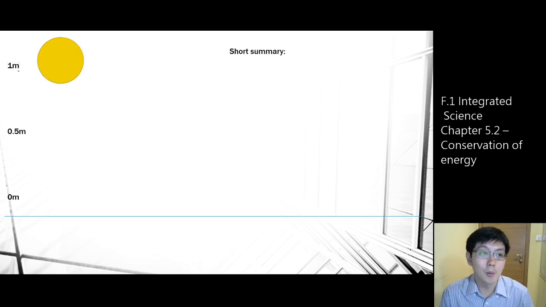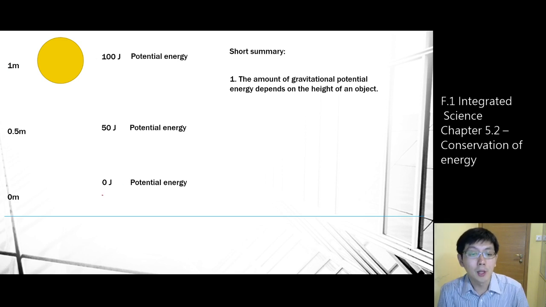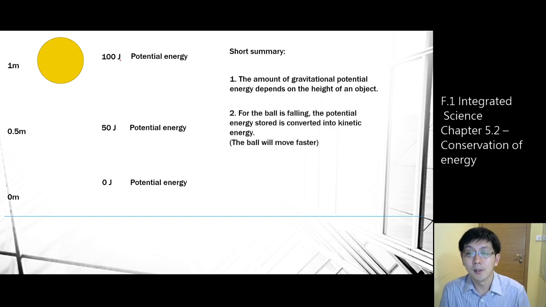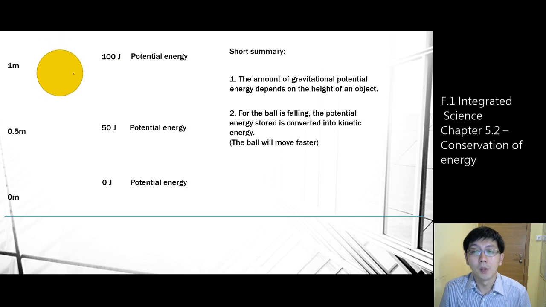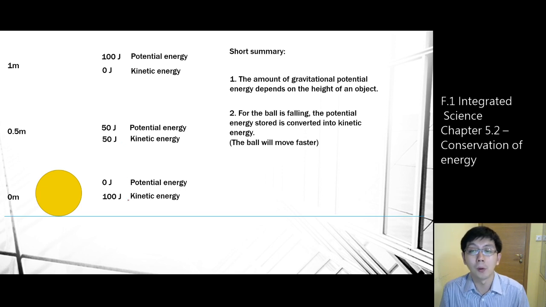So for a short summary, what have we discussed just now? First, number one, the amount of gravitational potential energy depends on the height of the object. So I put the numbers here. If it is exactly put on the ground, 0 joule potential energy. 1 meter above ground, 100 joule potential energy. Second thing, number two, if the ball is falling, the potential energy stored will be converted to kinetic energy. The ball will move faster and faster as more and more kinetic energy is gained by the ball.